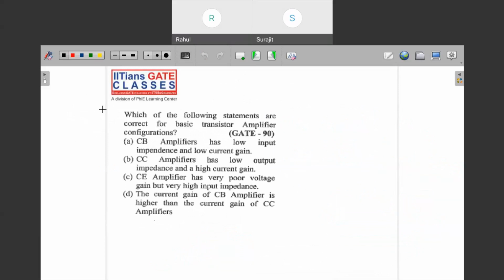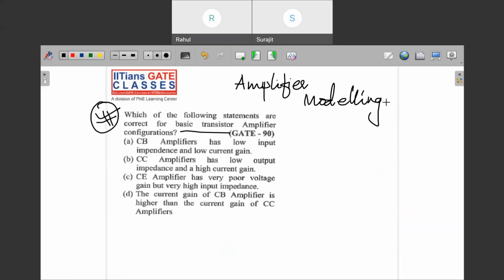So this question is based on our first class itself, right? Which of the following are correct for basic amplifier configuration? There are a few configurations given. If you have taken my class, the first lecture on YouTube, amplifier modeling, I have told you various tricks and methods to answer these kinds of questions. This question was asked in 1990, way back.